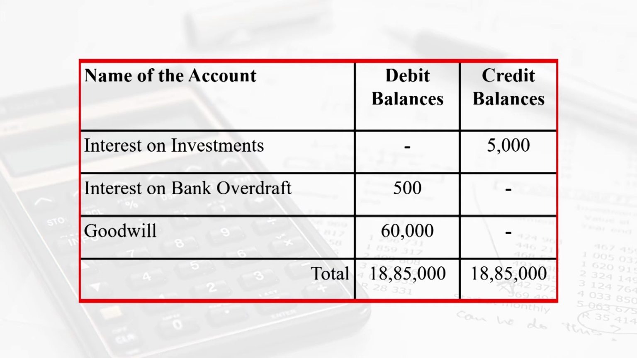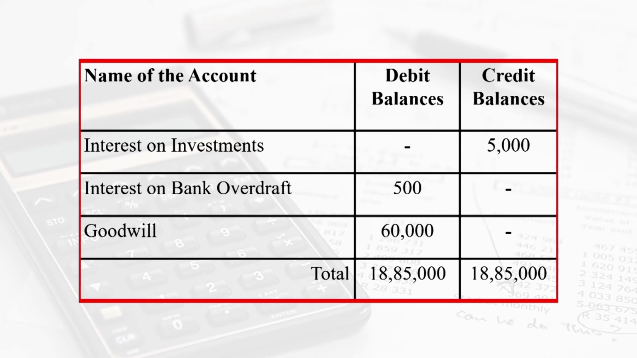Then goodwill, 60,000 rupees. Goodwill is an asset for the business, and all the assets have a debit balance. So here we have a debit balance of rupees 60,000 as far as the goodwill amount is concerned.